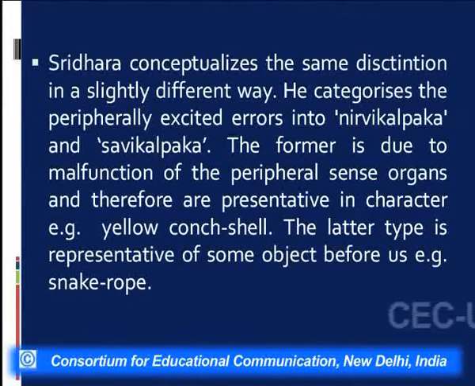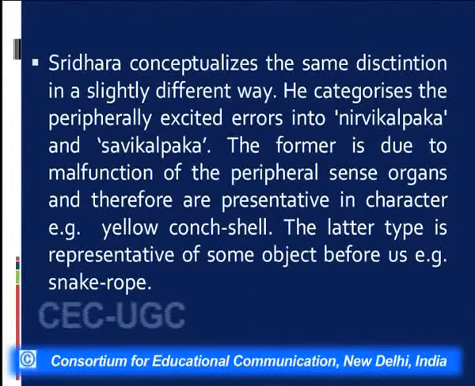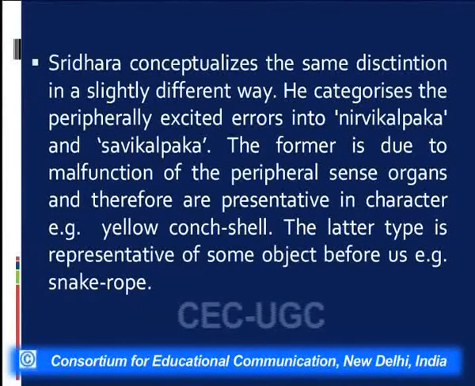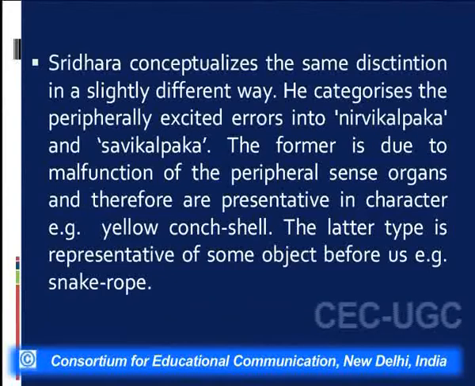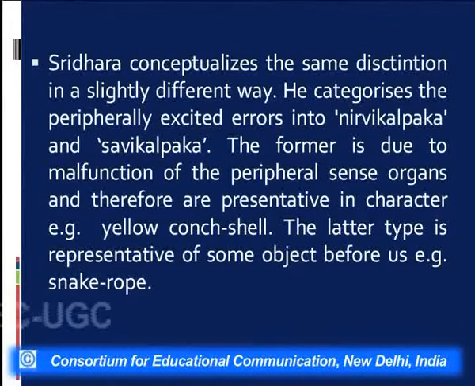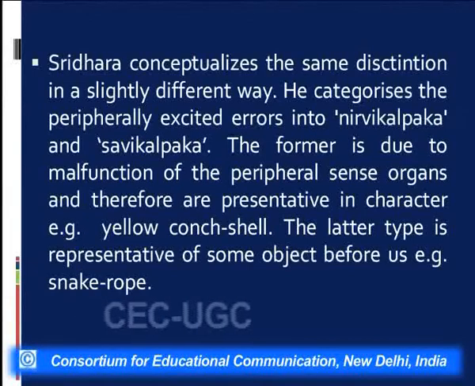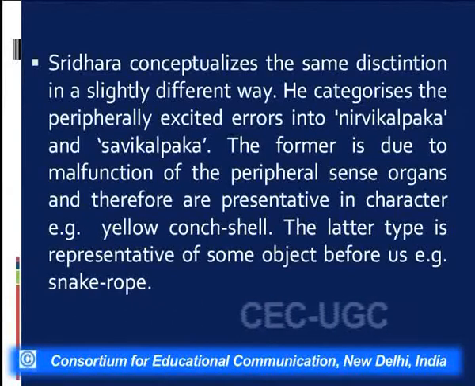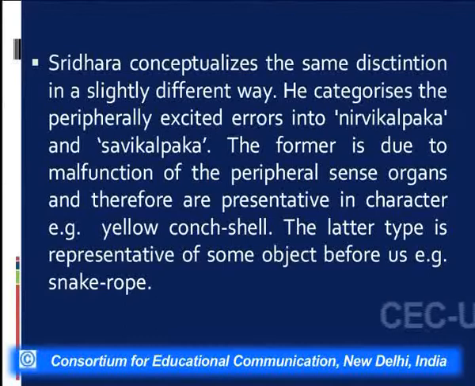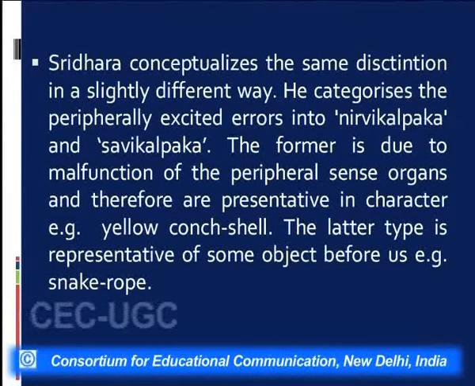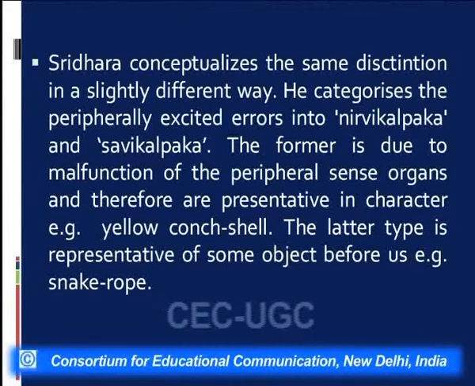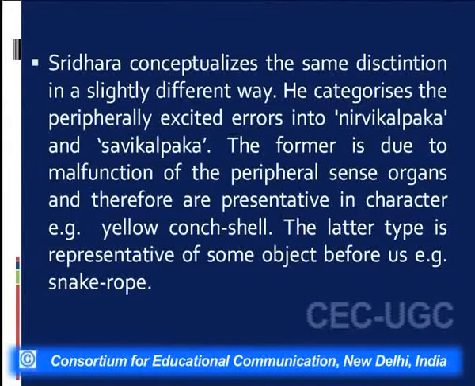So this is savikalpaka type, and it's put under the category of savikalpaka because there is an actual object. Our cognition is representative of some actual object before us, which is signified by the snake and rope example. So we are discussing Sridhara only to remind ourselves, only to connect the thread of our present lecture with the previous one.